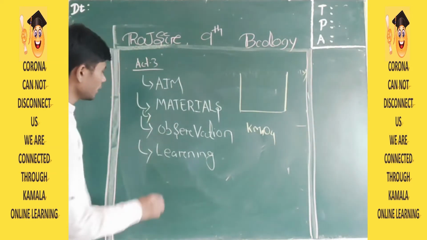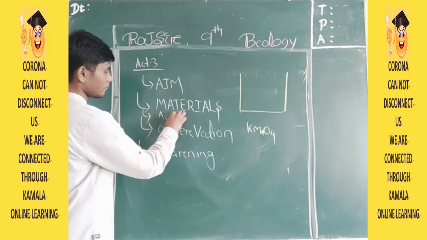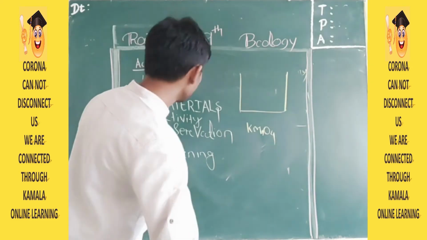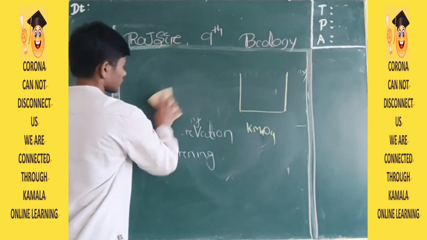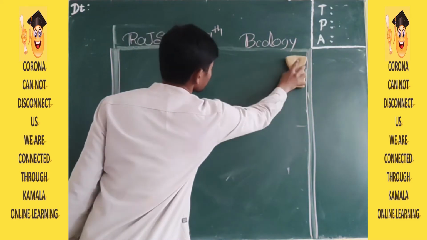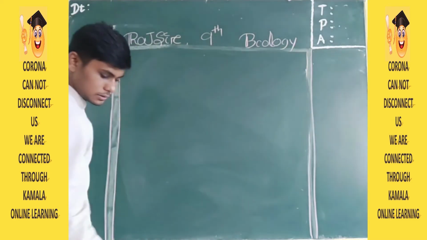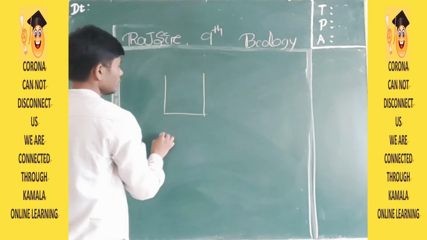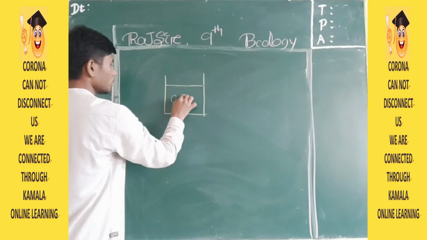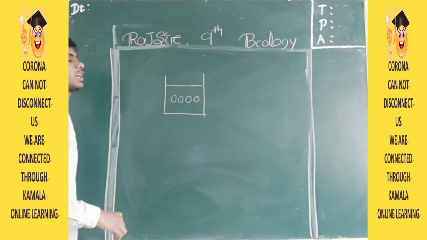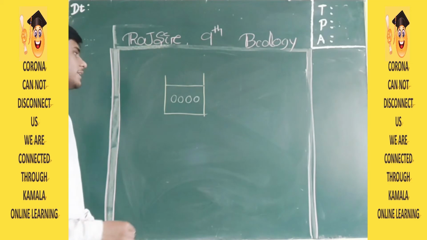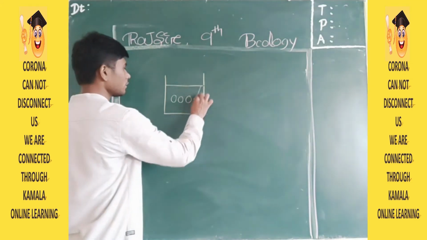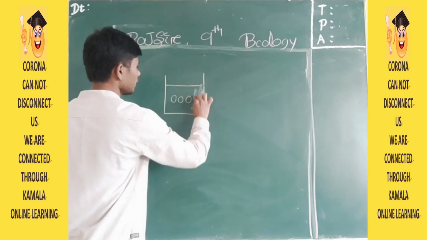Sorry, here we need to write activity. Now see, we will do our activity. We will place water and put potassium permanganate crystals in it. After putting those crystals, you will see the entire water turn violet after some time.